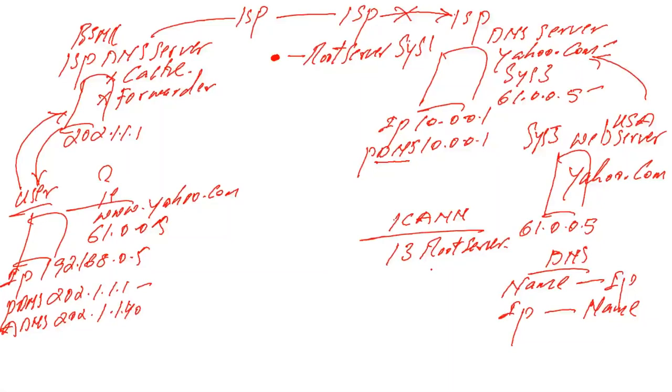But where are these 13 root servers placed? Where can you find the location of these 13 root servers? If anyone asks who is managing the 13 root servers, you have to say the ICANN organization. But where are these 13 root servers available? In which country?